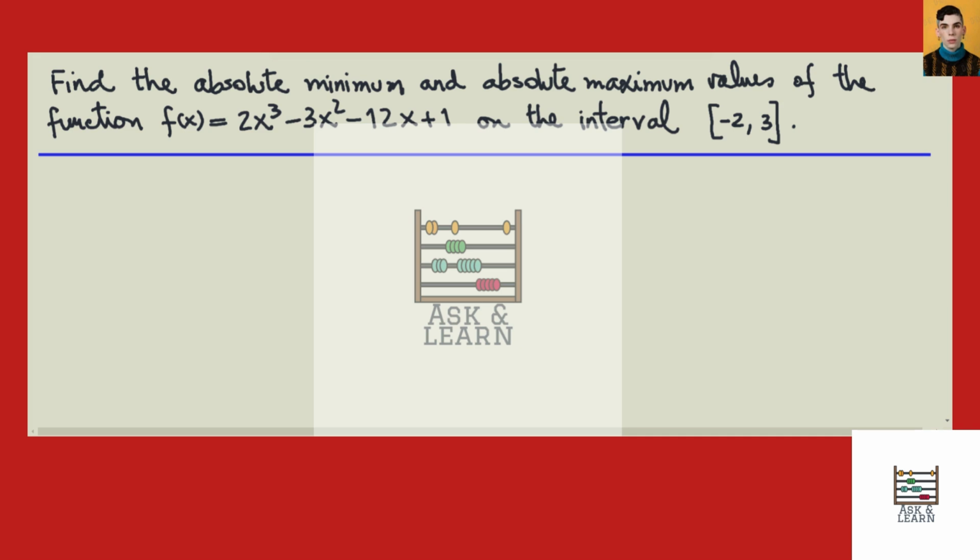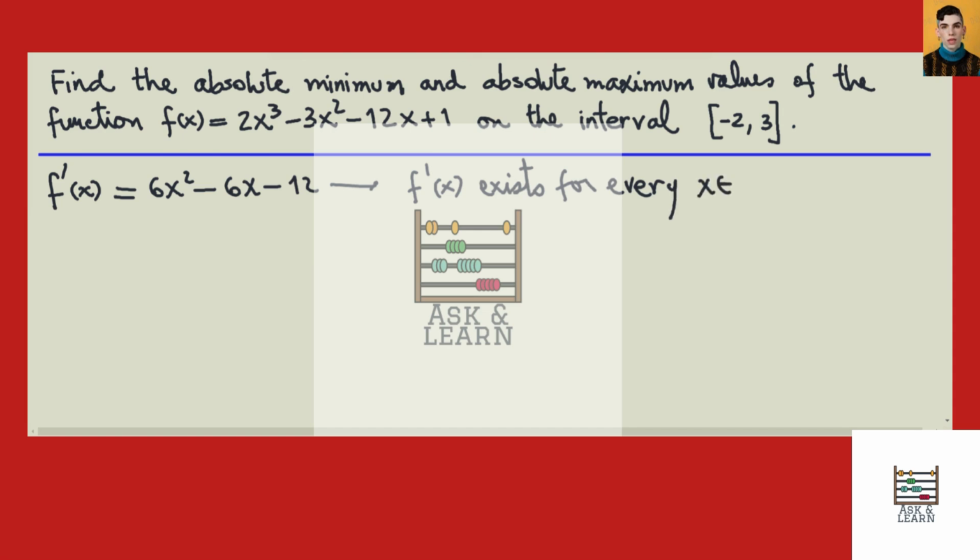So we have to start by calculating the critical numbers of the function. For that, we need the first derivative, and that is equal to 6x squared minus 6x minus 12. And we see that this derivative exists for every value x in the interval [-2, 3]. And for that reason, the only critical numbers f can have are those values of x for which the derivative is equal to 0.